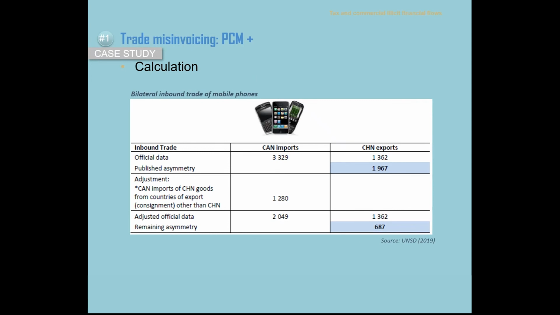So what is essentially going on here in the background? The Chinese are exporting mobile phones to, let's say, the US, and Canada is importing the Chinese phones from the US. In the official data in the first row, this is altogether marked as an import from China. But in fact, it should have been marked as a country of consignment, so country of exports, in between to account for those discrepancies.